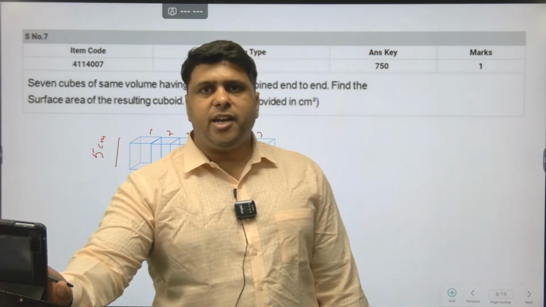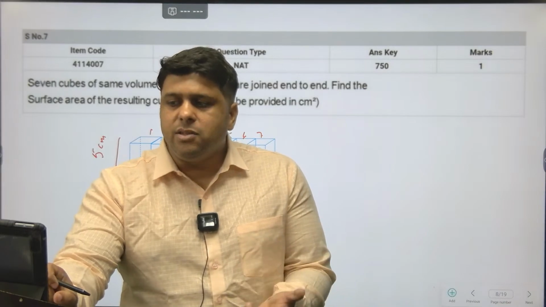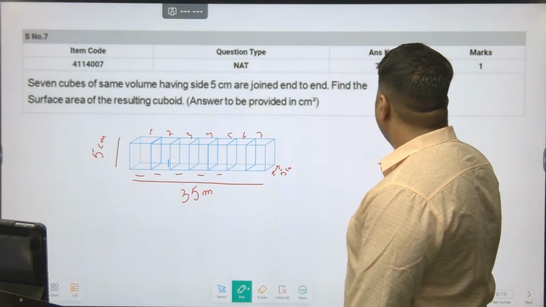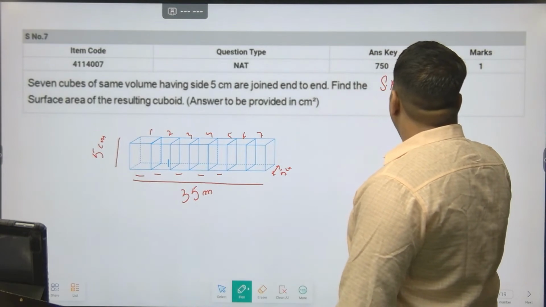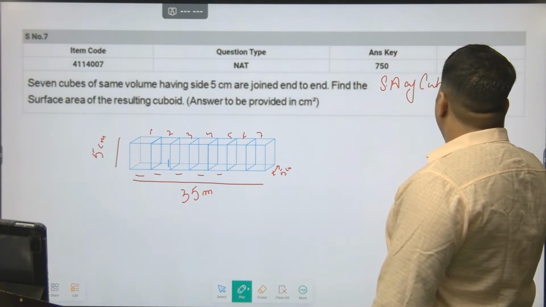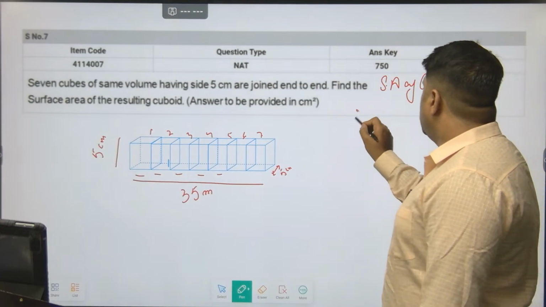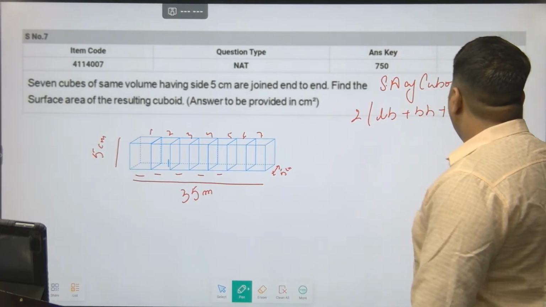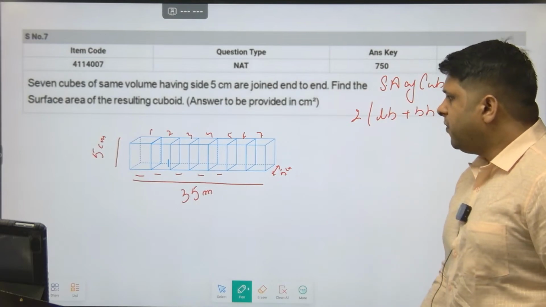So the only trick to this question is that the length is increasing. Now he has asked us to find the surface area. So the surface area of a cuboid, the formula is 2 into length into breadth plus breadth into height plus height into length. Simple formula.